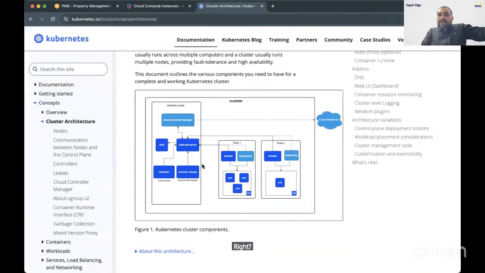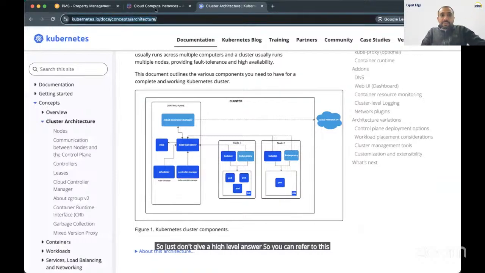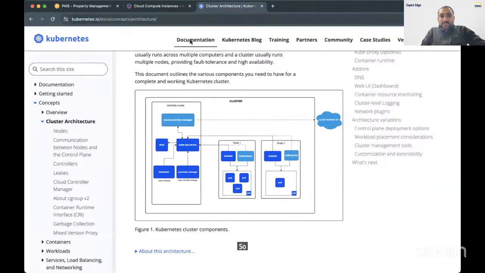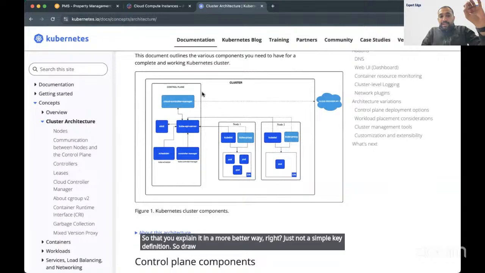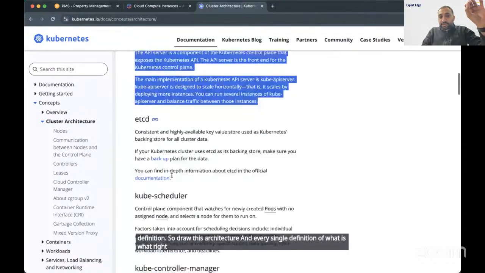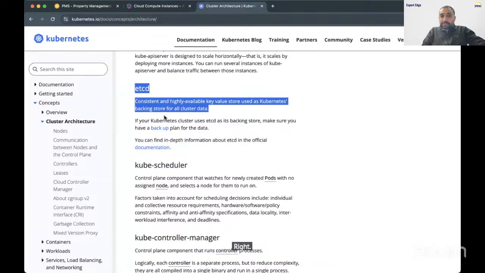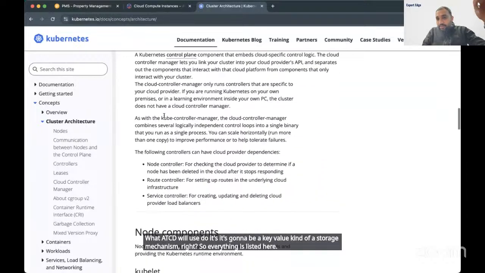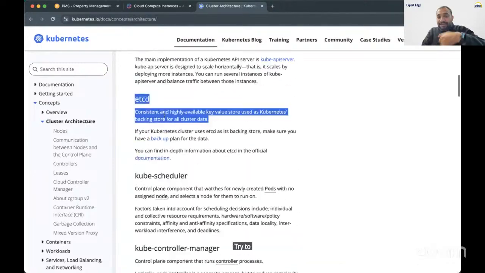So just don't give a high level answer. You can refer to this particular link. I'm just going to share it over the chat so that you explain it in a better way, right? Not just a simple key definition. So draw this architecture, and every single definition of what is what is already mentioned here for all of you, right? What etcd is used for, it's a key-value kind of storage mechanism, right? So everything is listed here. Try to understand it in a deeper way and then answer it properly.